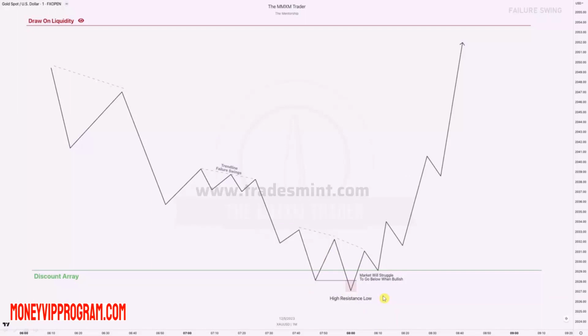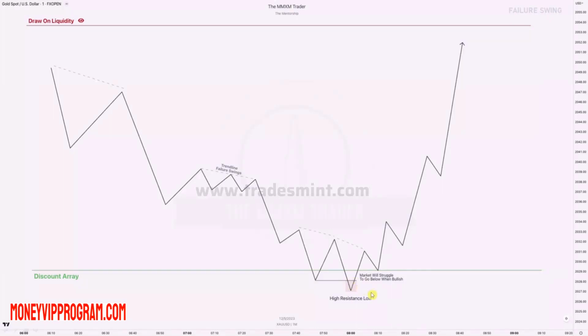I always say high resistance liquidity runs happen on our side of the order flow. So once we are bullish, every low that gets ran and rejected is probably a high resistance liquidity run. And the market will struggle to go below those lows when we are bullish.